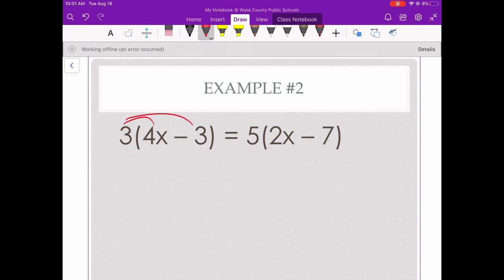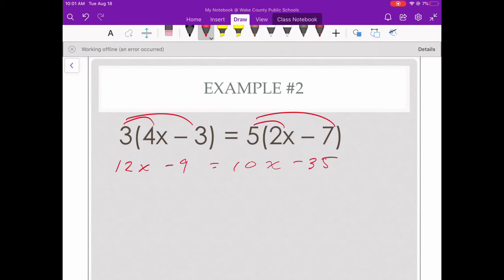So distribute and distribute. That's going to give us 12x minus 9 is equal to 10x minus 35. Now, one more step: double check to see if you can combine like terms anywhere. Unfortunately, you can't, because the 12x and the 10x are not on the same side of the equation, so you can't add those together to make like terms. So don't do that.